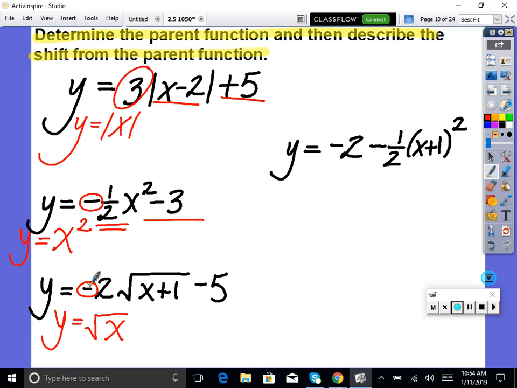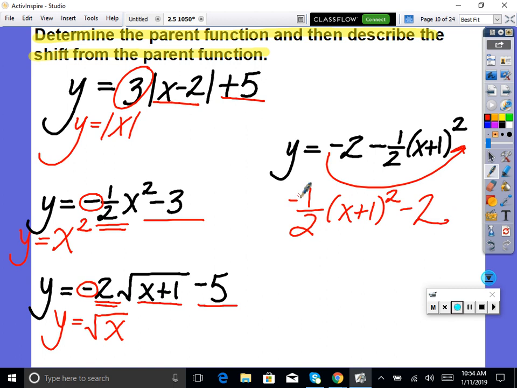Reflection over the x-axis. Vertical stretch of 2. Left 1, down 5. Now, it's always interesting when people see this and then they say, well, what about that -2 in front? And they, like, freak out. How can I rewrite it? On the end. Isn't that just, like, subtracting 2 in front, everyone? Yes. Is 3 plus 2 any different than 2 plus 3? No. So, reorder it. That's -1/2 times (x plus 1) squared minus 2. So, then you would say, reflection over the x-axis, a vertical shrink of 1/2, left 1, down 2 units.